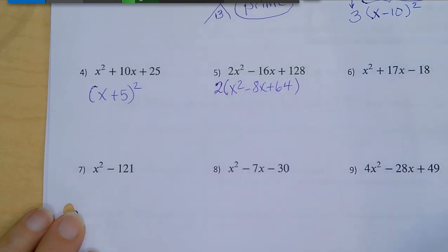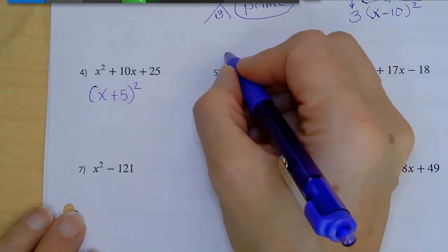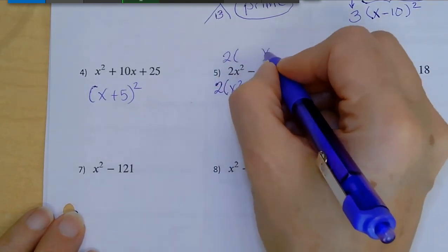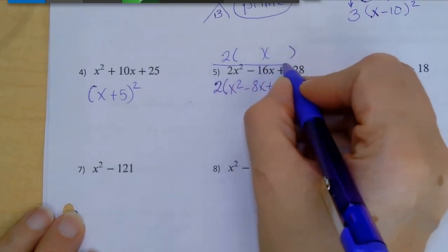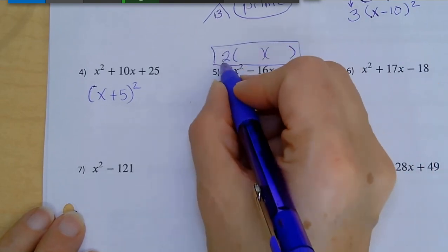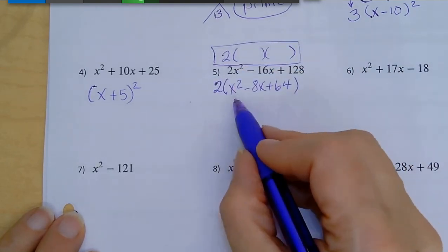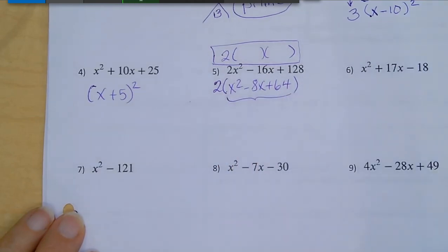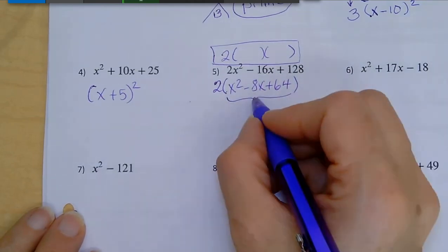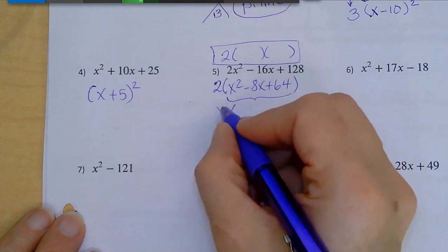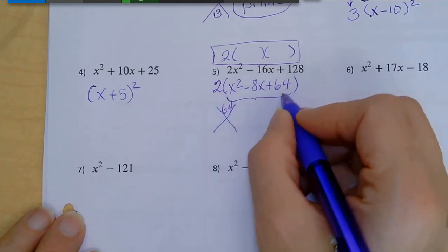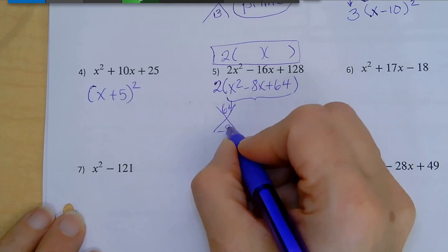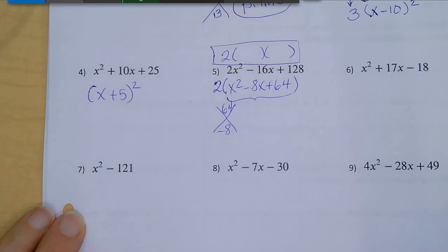8x doubled is not negative 8x. So I am going to think about what could my answers be. Okay, so I'm going to write my skeleton up here so I don't lose my 2. Now I am just factoring that, x squared minus 8x plus 64. I need two numbers that multiply to give me 64, right? 1 times 64, but they're going to add up to negative 8.